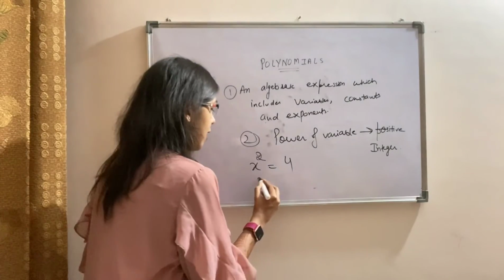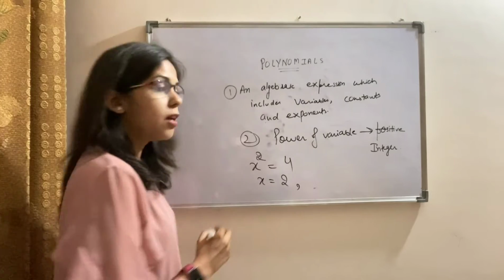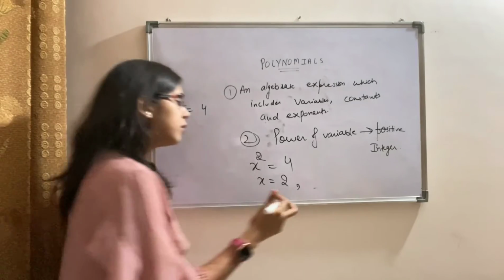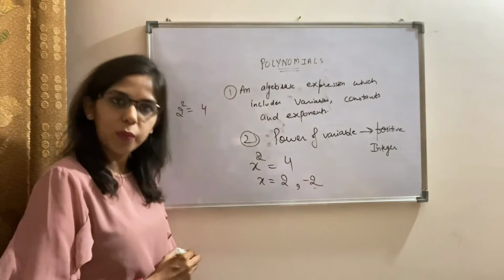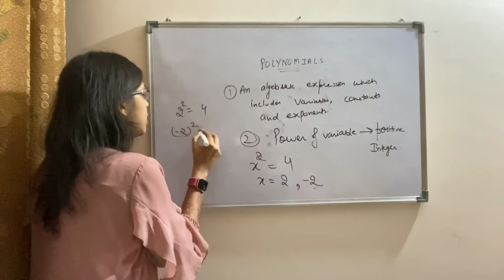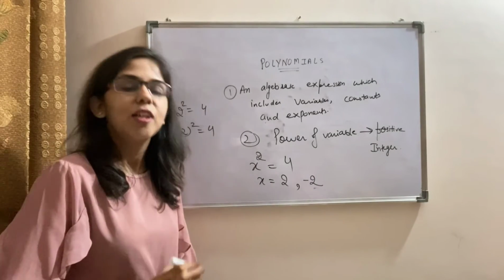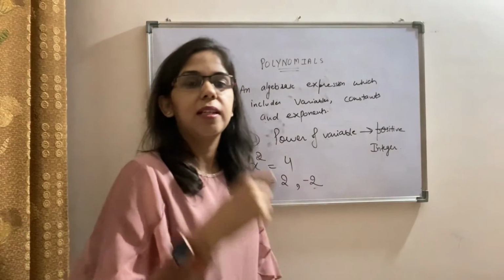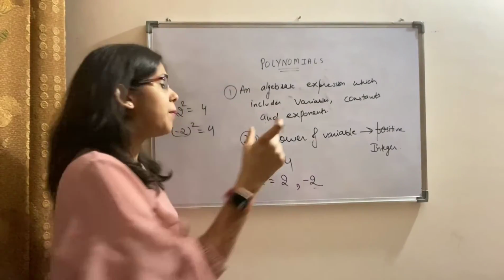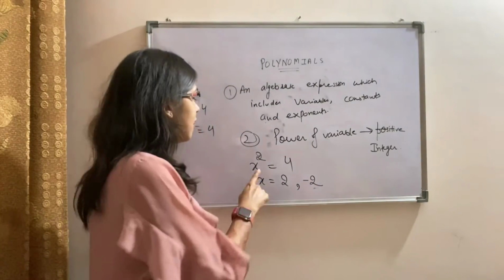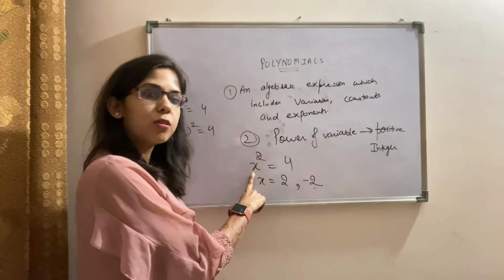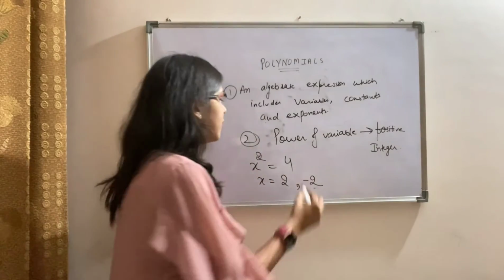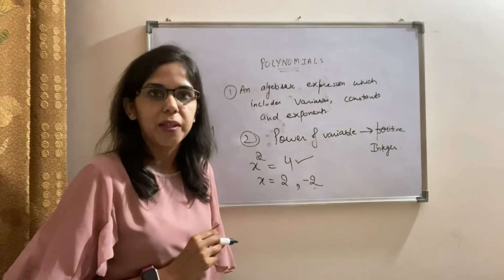Simply you would say, ma'am, x can take the value 2, because 2 square is 4. Another student may say, ma'am, x could be minus 2 also, because when you square minus 2, again you get 4. So the student has turned my statement, tell me a number whose square is 4, into a mathematical statement. It's a combination of an unknown number and a fixed number, so I can say it is a polynomial also. That is, x square equals 4 is a polynomial.